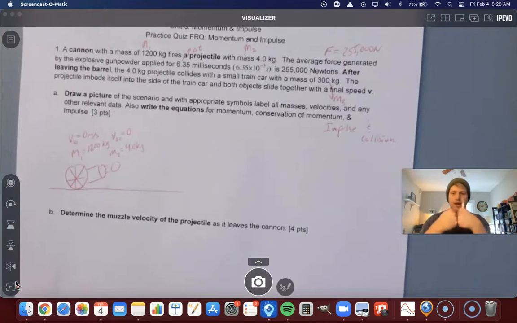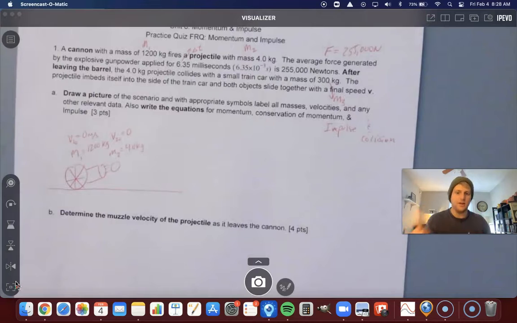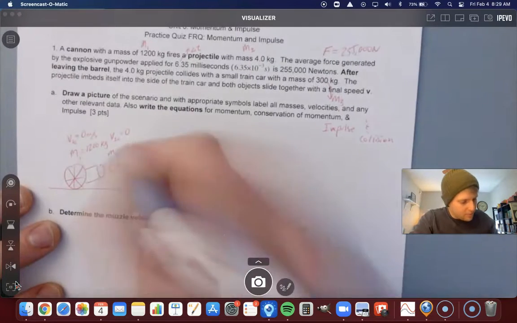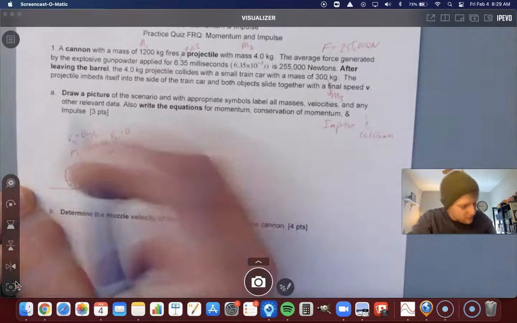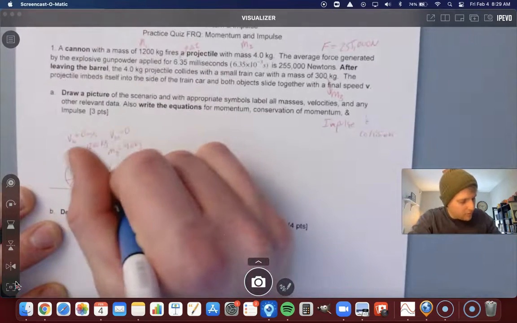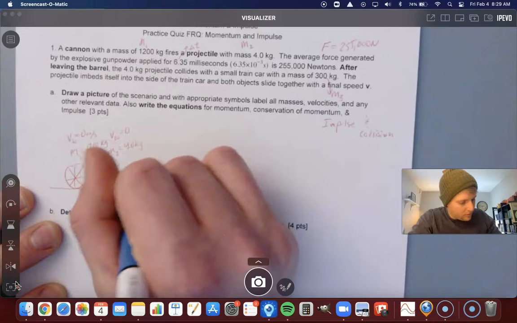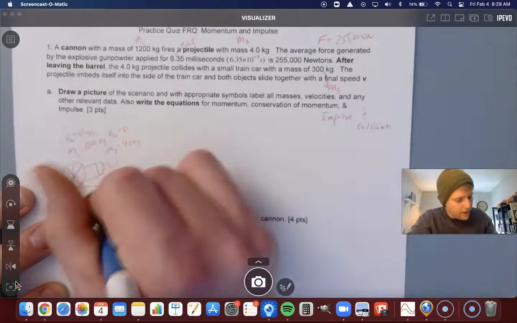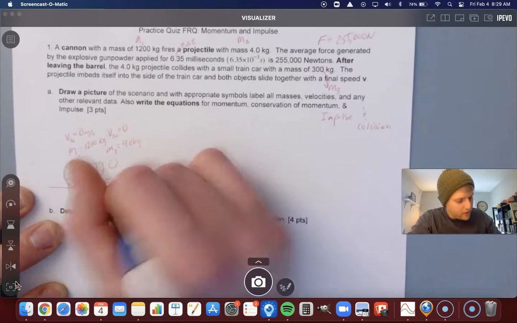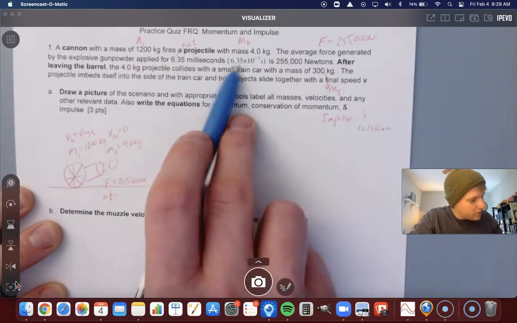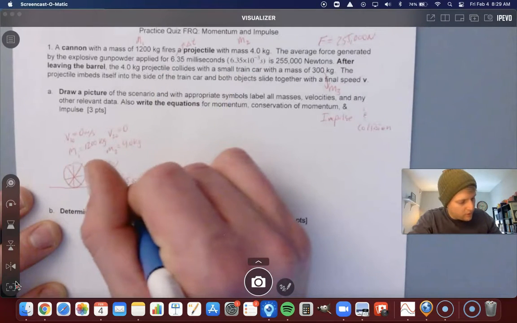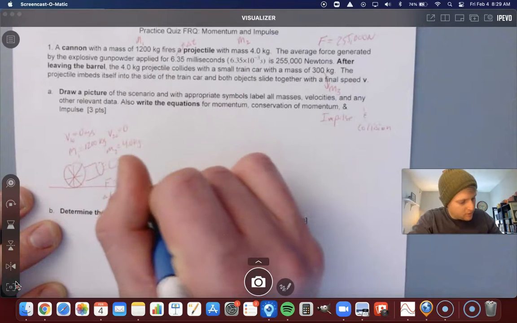You have to imagine the cannonball sitting inside of the cannon, both of them at rest, and then the charge is fired. The cannon is launched. So I'm going to label over here that the force applied by the gunpowder in the cannon was 255,000 newtons, and that happened over a time of 6.35 times 10 to the minus 3 seconds.